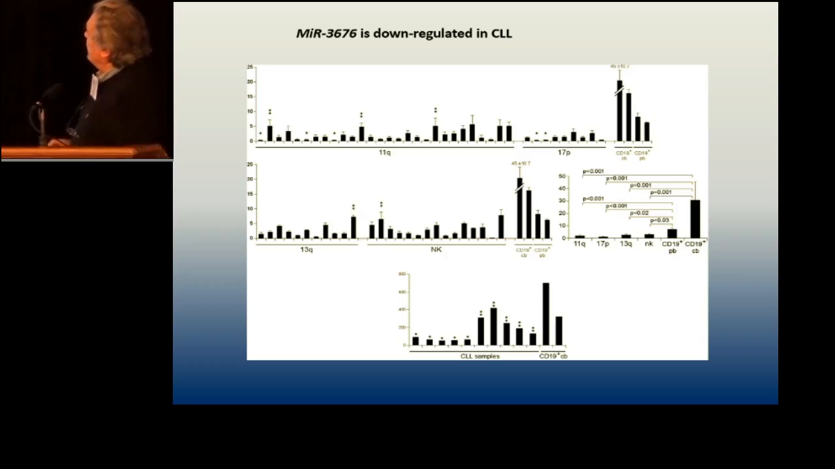Then at this point, we look at the expression of miR3676 by real-time PCR, and we find that it's downregulated in CLL. In fact, it's downregulated in all the different cytogenetic types of CLL. You see that the expression is much lower than in CD19 positive B cells. But if you look at the different cytogenetics, this slide summarizes the finding. The lowest levels of 3676 are observed in CLL with 17p deletion.